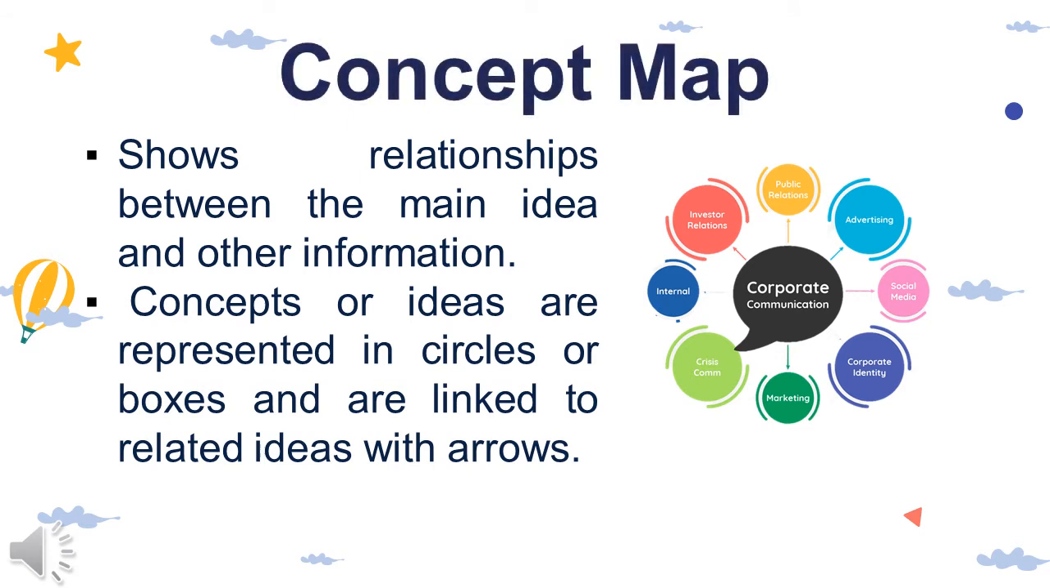Next, we have what we call a concept map. Here, it shows relationships between the main idea and other information. Concepts or ideas are represented in circles or boxes and are linked to related ideas with arrows. You know what, class? Most concept maps represent a hierarchical structure with the most general concepts or ideas presented at the top of the map and the more specific or sub-ideas presented below. So it's like sorted out.